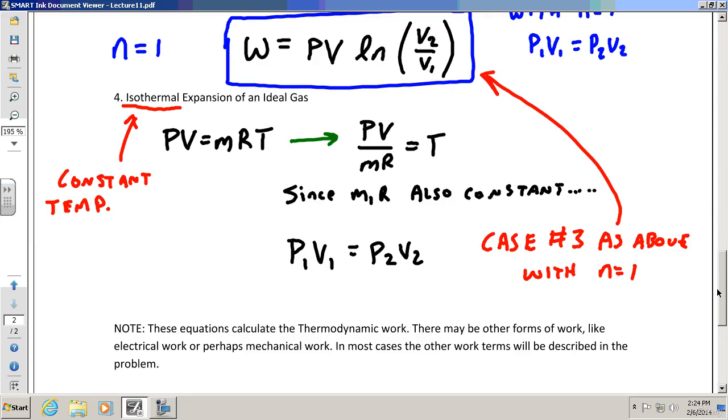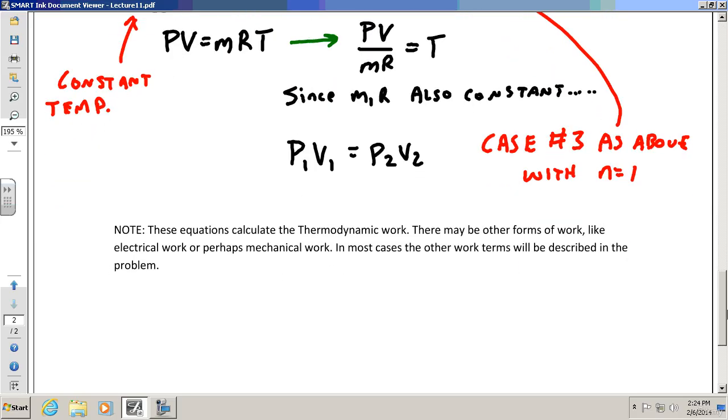Now, my last note's an important one. These equations calculate thermodynamic work. It doesn't mean it's all forms of work, okay? There may be other forms of work, like electrical work or mechanical work, okay? So just because thermodynamic work is equal to 0 doesn't mean that all work is equal to 0, okay? There's different things, all right?